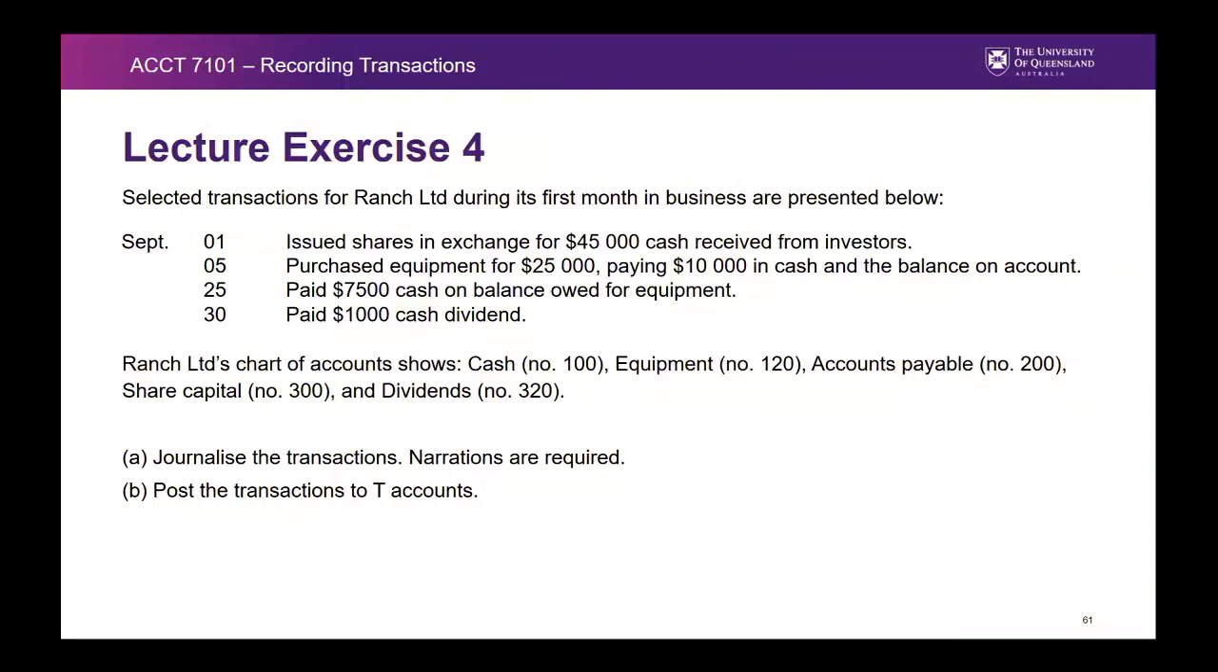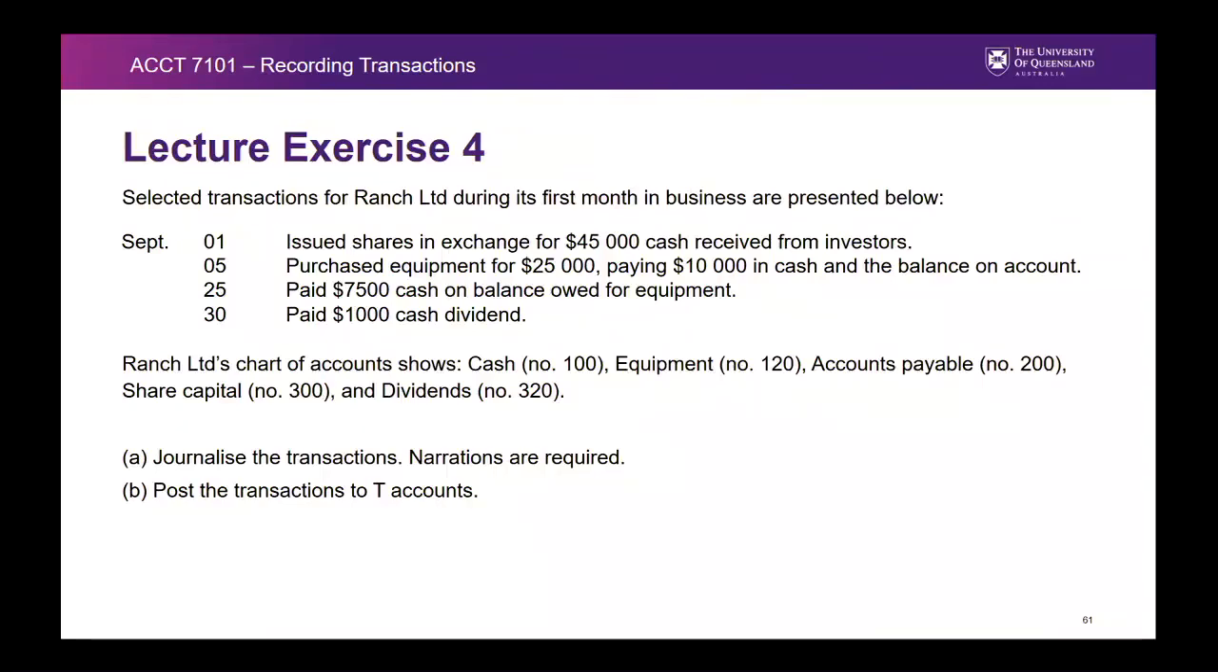September the 1st, we issue shares in exchange for cash. September the 5th, we purchase equipment for $25,000. We pay $10,000 in cash, and we will have an amount owing for the other $15,000. September 25, we paid $7,500 cash on the balance owed for the equipment. And September the 3rd, we've paid a $1,000 cash dividend. Oh, we've got some cash account numbers there. I'm actually going to skip the account numbers, just to make sure I've got enough time to work through everything.